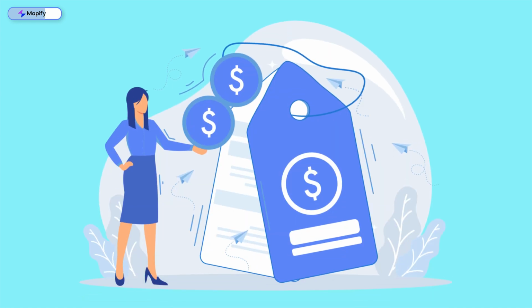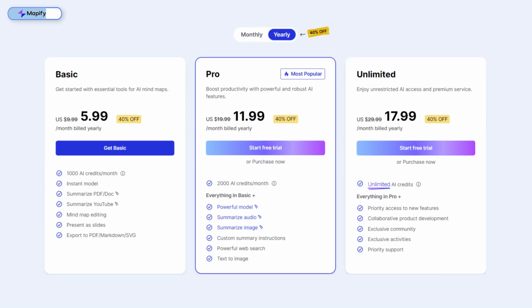Speaking of subscriptions, let's talk pricing. If you want full AI automation and customization, the basic plan starts at $5.99 a month and comes with 1,000 credits. The pro plan starts at $11.99, gives you 2,000 credits a month and a more powerful AI engine. Mapify Unlimited costs $17.99, which gives you unlimited credits, access to an exclusive community, and priority access to new features.